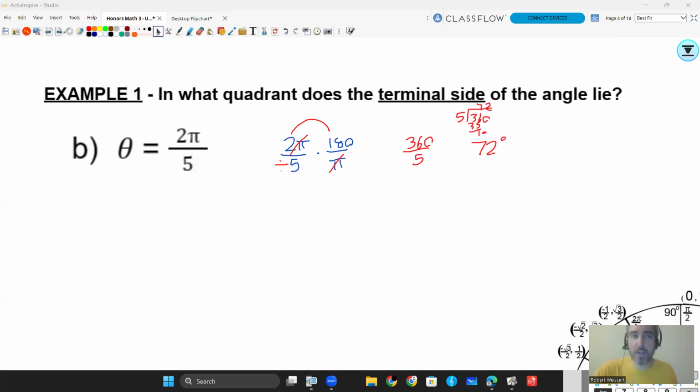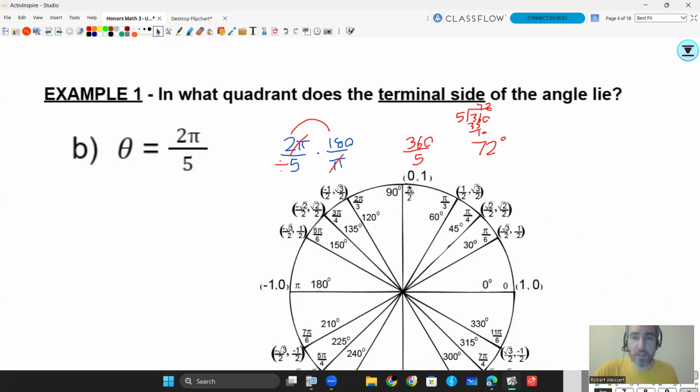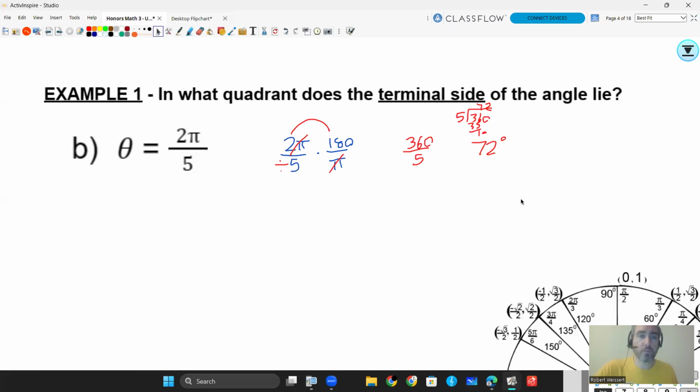We don't have 72 on our unit circle, but we can still figure out the quadrant. We know that 72 is going to be between 60 and 90. So it's going to be in quadrant 1. So quadrant 1 will be your answer here. 72 is going to lie right somewhere in this general direction, and that's equivalent to 2 pi over 5 radians. I may have said quadrant 2, but that's actually quadrant 1.